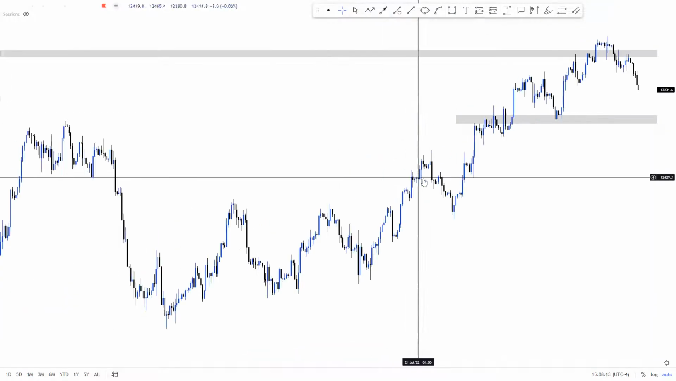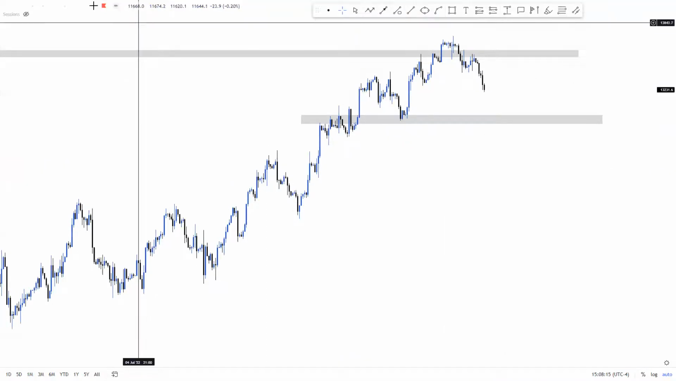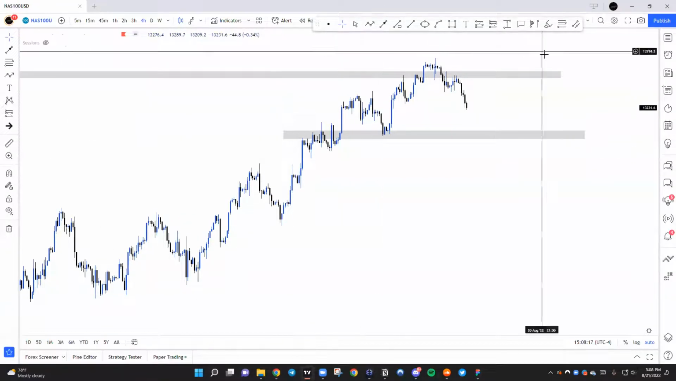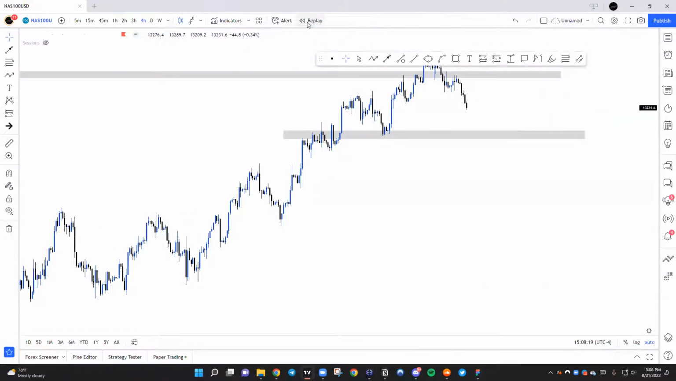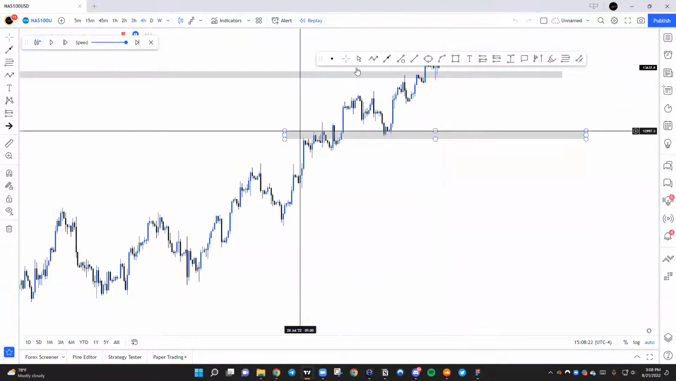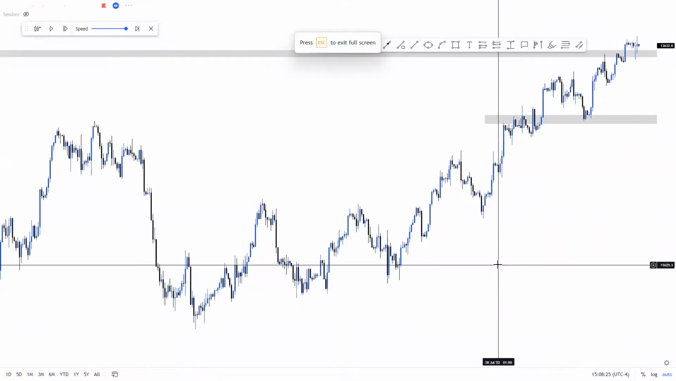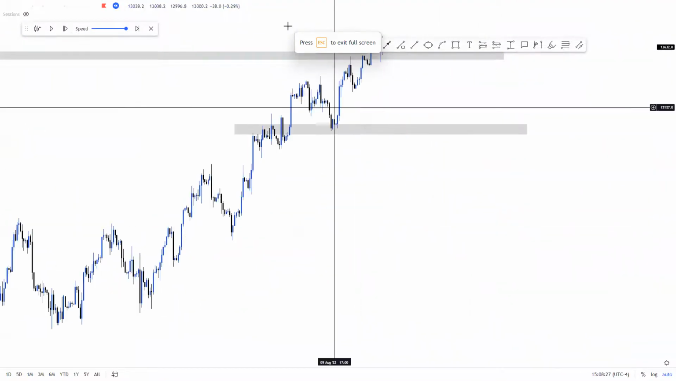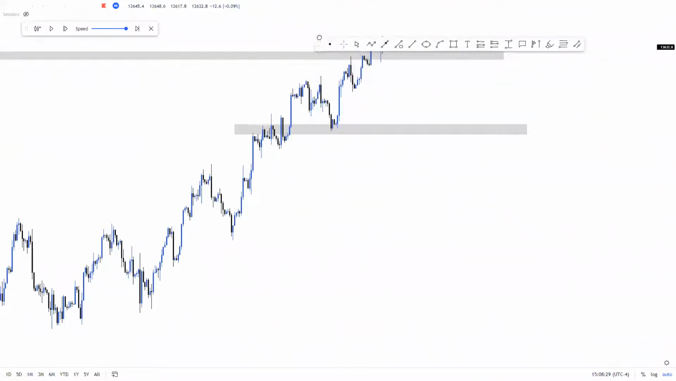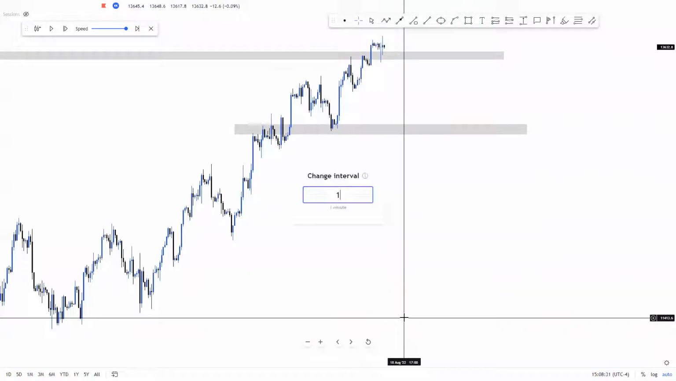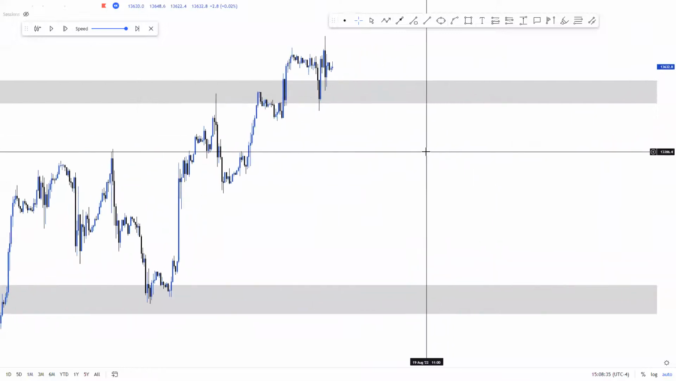I'm just going to go back here. Before all this started, matter of fact, let's just zoom back. All right, so price got up into here. Normally, after I mark up my 4 hour zones, I go to the 1 hour and see what we have here.